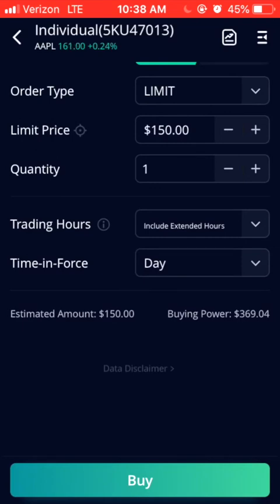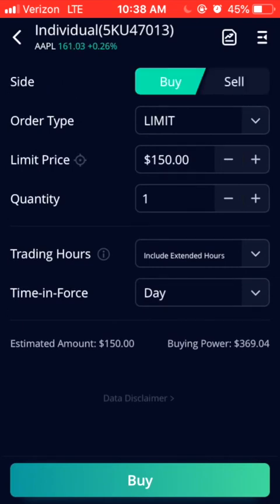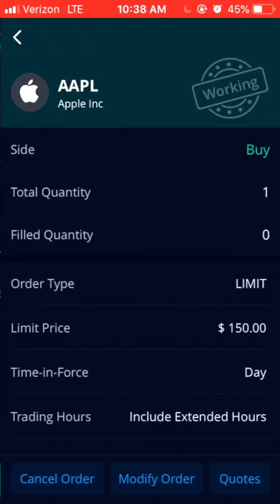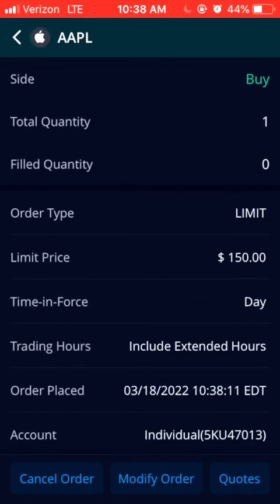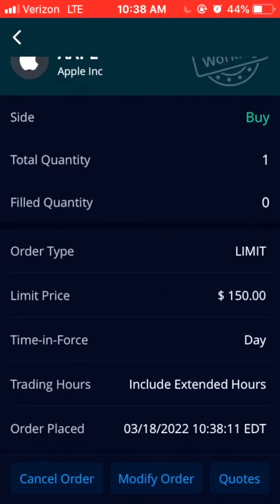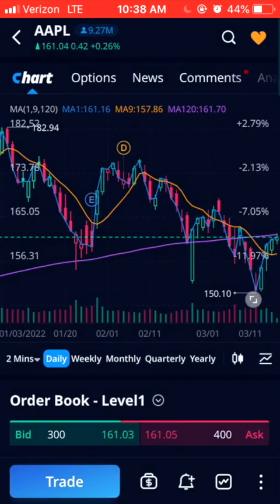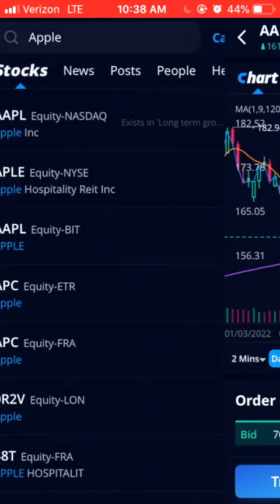Okay, we're going to click day, and then we just click buy. And now our order is placed. We can modify it right away. You can see at the bottom in the middle. We can cancel it if we changed our mind. And then we can also find that. I'll show you where if we want to modify it later or cancel it.